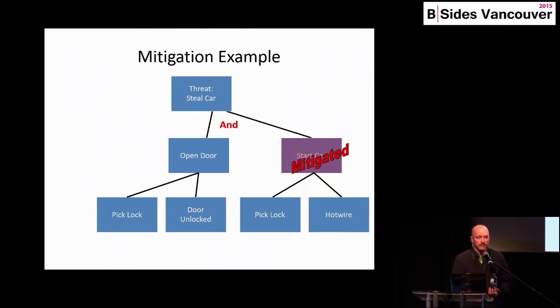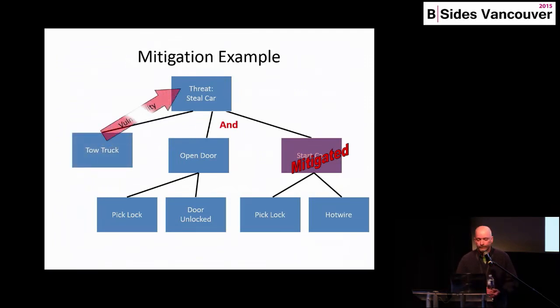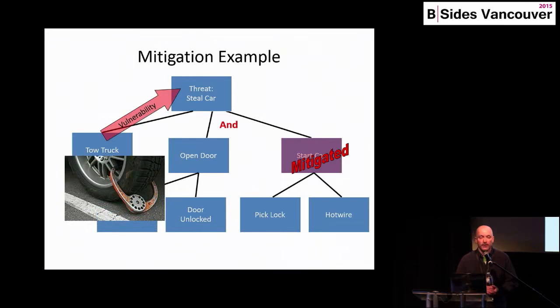But we can mitigate this. Most modern automobiles require a fob, which is an electronic code between the fob and the vehicle that blocks the ignition without that fob being present. So the thief comes along with a tow truck. And there's your vulnerability. You get towed. Or do you? You could get a wheel restraining device and put that on your car, which would make it much more difficult to tow.